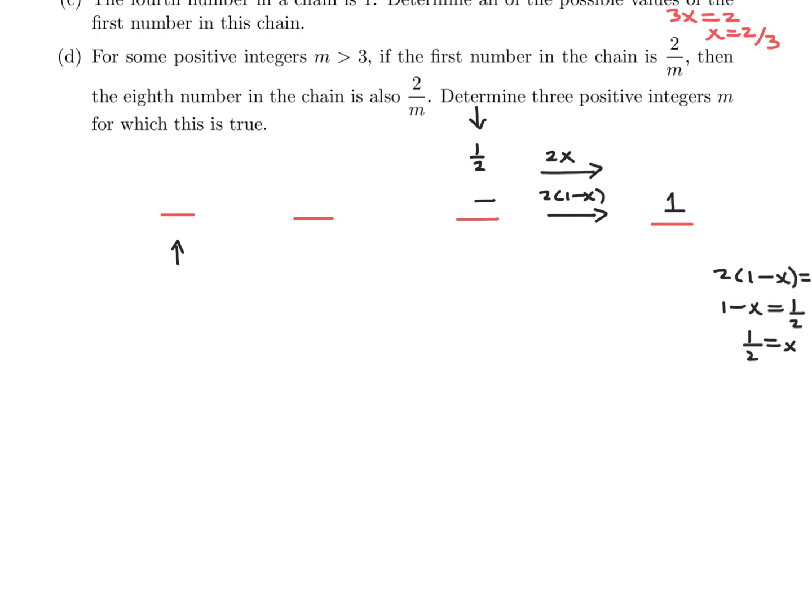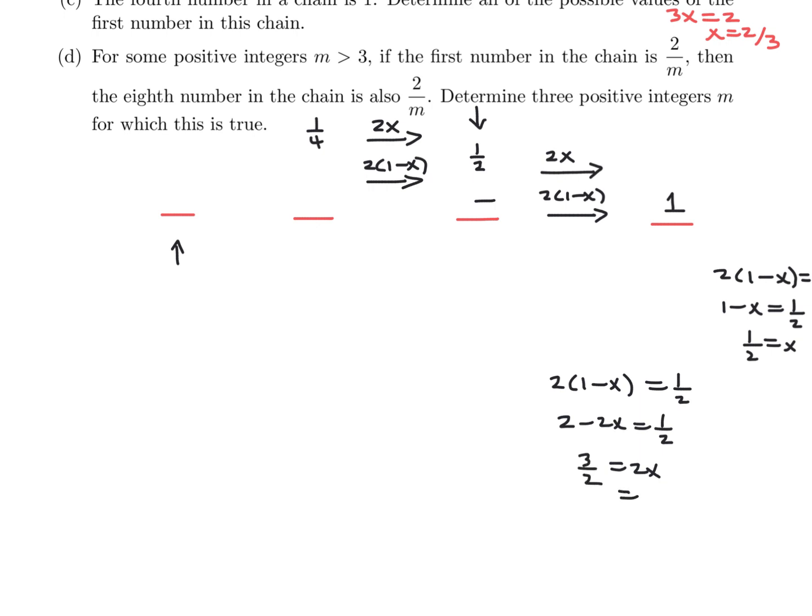Okay, for the third number. Now let's go to my possible choices for the second number. If I'm doing a 2x, then this is a quarter. But if I'm doing a 2 times 1 minus x to get a half, I can't do that in my head, so let's just do the math. 2 minus 2x is a half, so 2x is equal to 3 over 2. So x is equal to 3 over 4.